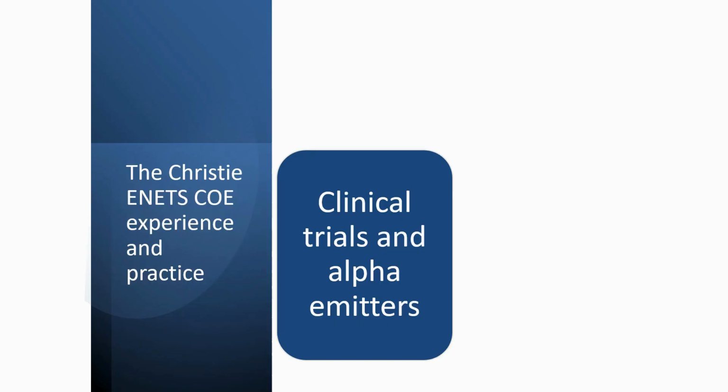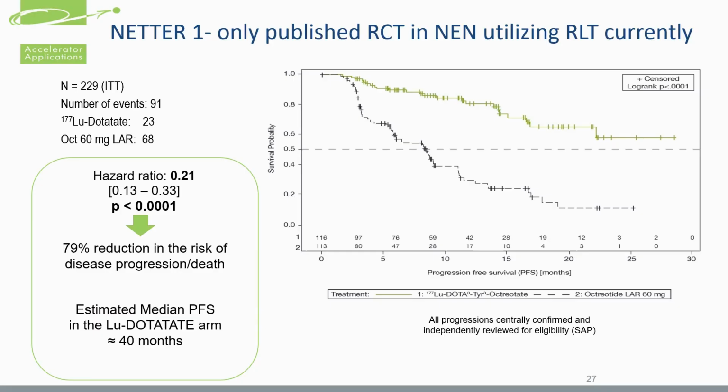For the last few slides, I'd like to talk about clinical trials and alpha emitters. As many of you know, the NETTER-1 study established the role of radioligand therapy in neuroendocrine tumors, and this is currently the only randomized clinical trial in neuroendocrine neoplasms utilizing radioligand therapies that has been licensed for use in this patient group.